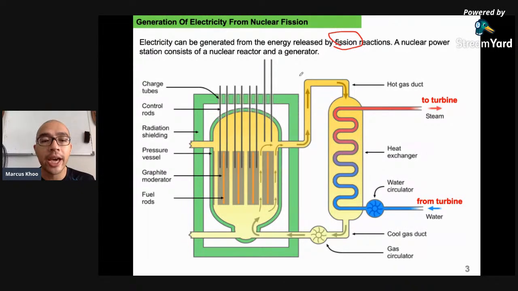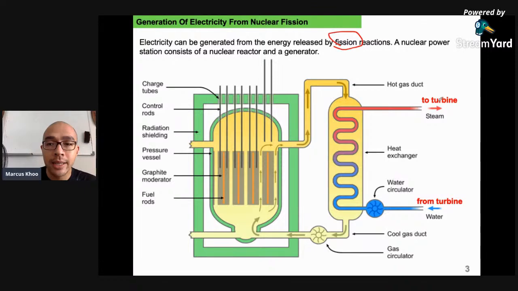So over here, there's a lot of nuclear fission happening, and we learned the other day that whenever there's nuclear fission, there's going to be a release of energy. The release of energy does this: it changes water into steam, because the energy is released in the form of heat energy. So it produces steam, and then it goes into this thing called a turbine.